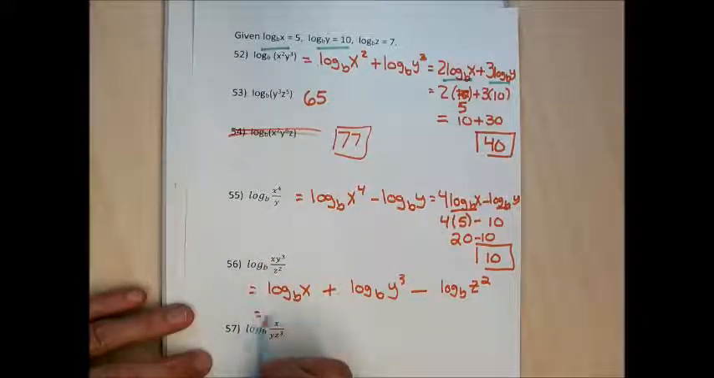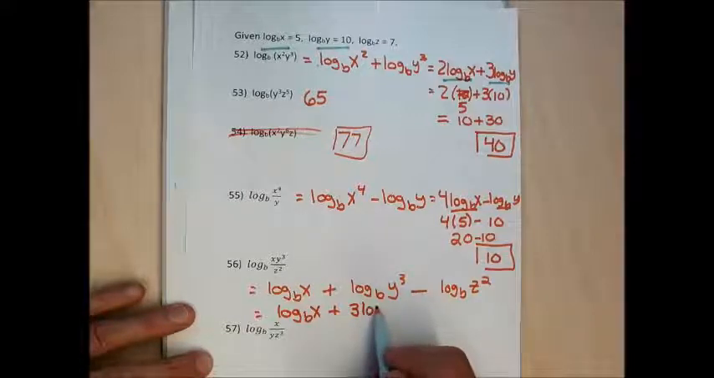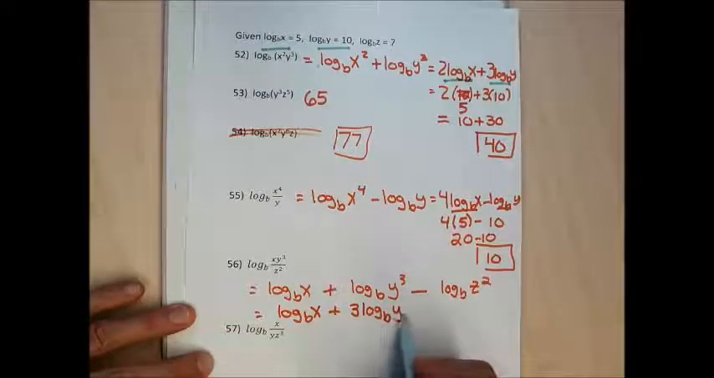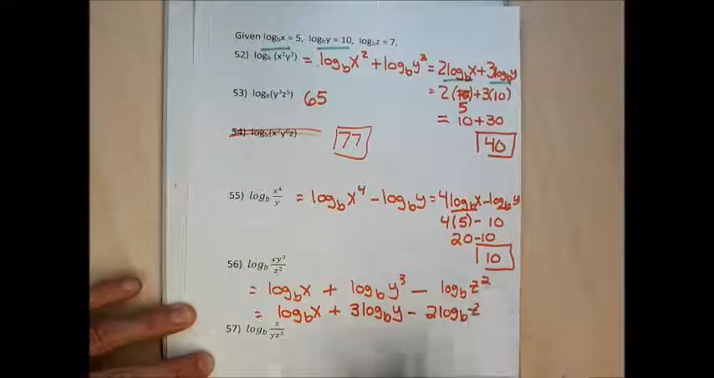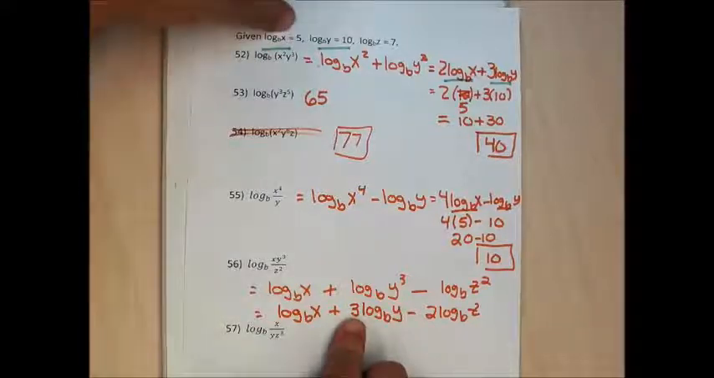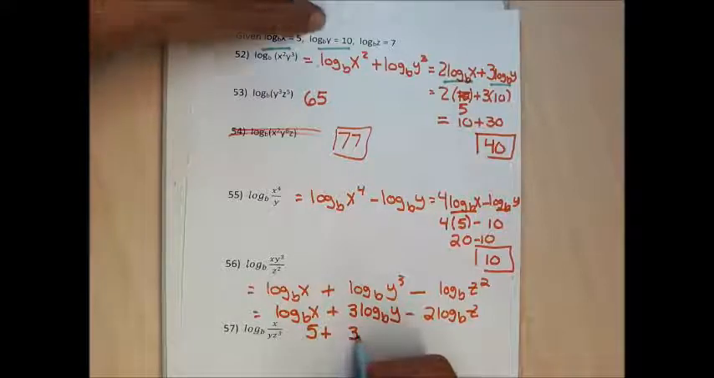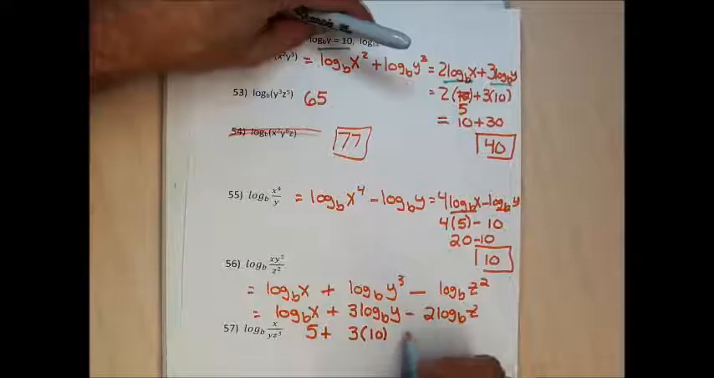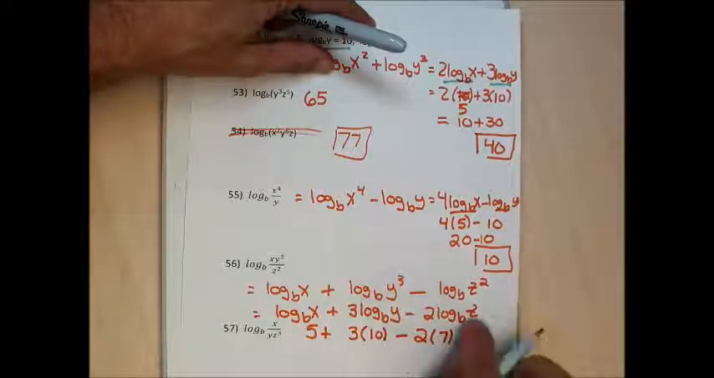I still can't quite evaluate this yet. I can't plug the numbers in for the second and the third log until I make the exponents into coefficients. And now that I have it expanded and the exponents made coefficients, for the first logarithm I'm going to plug in 5. I'm going to leave the number 3, and for the second logarithm, log base b of y, I'm going to plug the number 10. And for the last logarithm, I'm going to leave the number 2, and I'm going to plug a 7 in for the log base b of z.